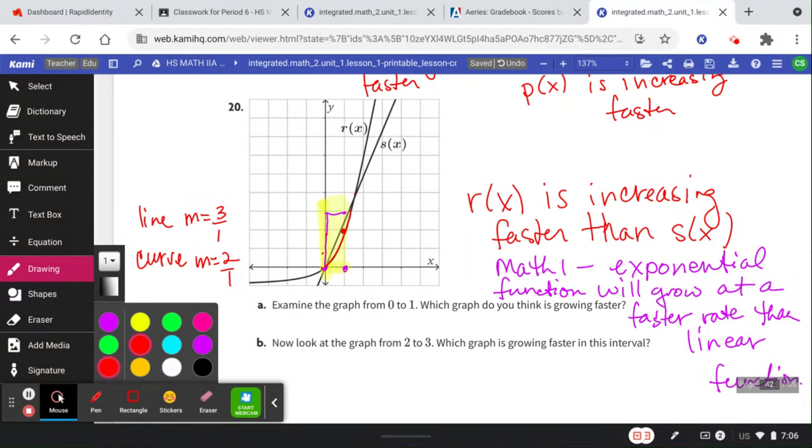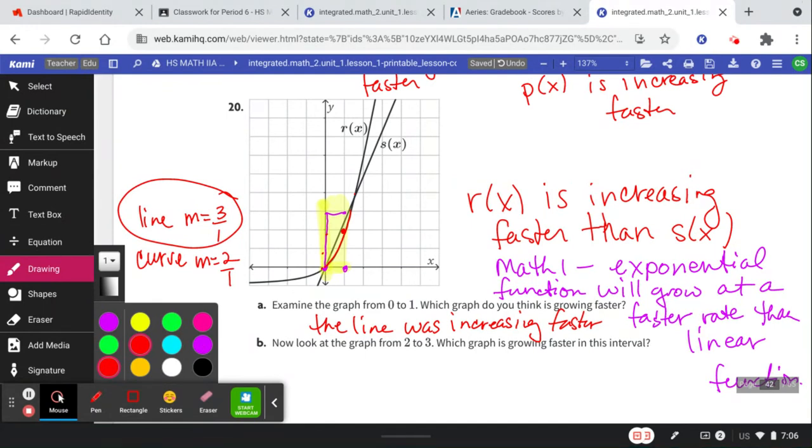So technically, the line was increasing faster than the curve in just that interval. It's like the line is constantly going its rate. The curve starts out slower and then starts picking up.